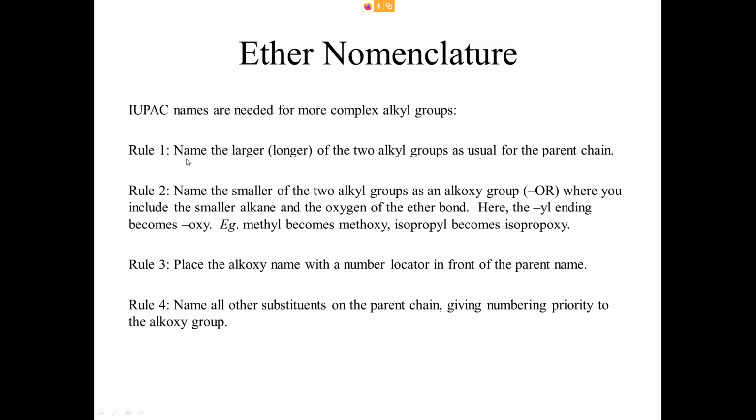So that's what this says. Name the larger, which means longest continuous, of the two R groups that are attached to the oxygen. One of them will be the main chain. We'll call it the parent chain, whatever its name might be: methane, butane, propane, benzene, whatever it might be. The other, the smaller of the two, we'll name as an alkyl group substituent. But it's not just an ethyl or a propyl or a methyl anymore, right?